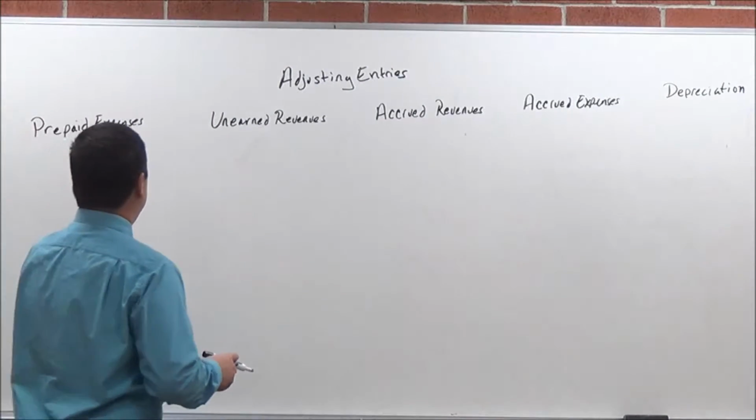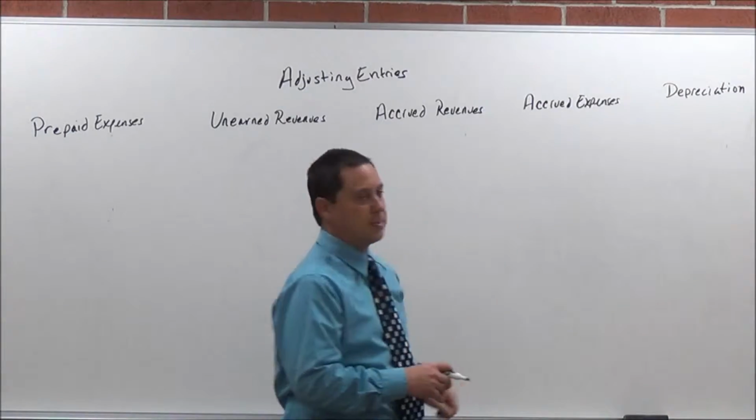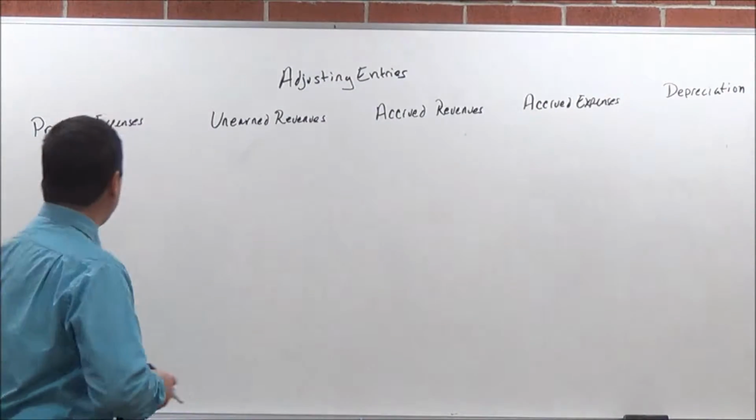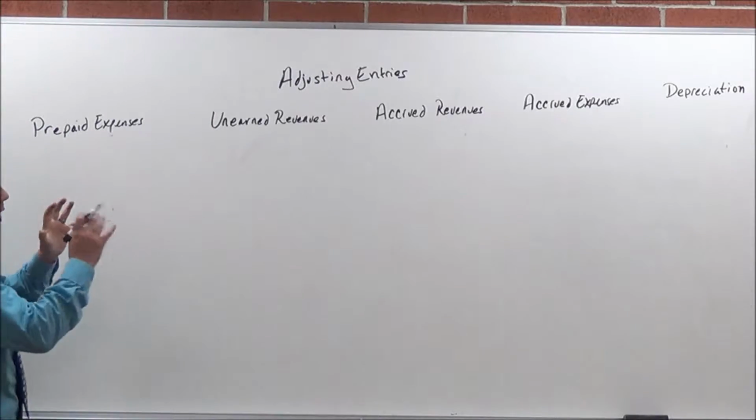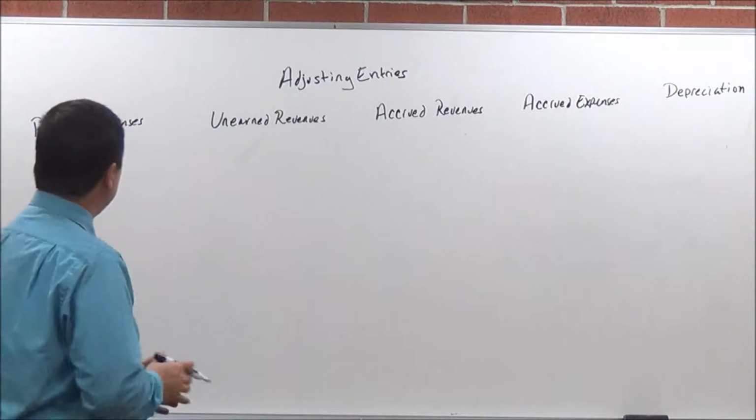So in here I have, as you can see, prepaid expenses, unearned revenues, accrued expenses, and depreciation. I'm going to walk through what each of these are and give you an example of what they are as you make those adjustments.